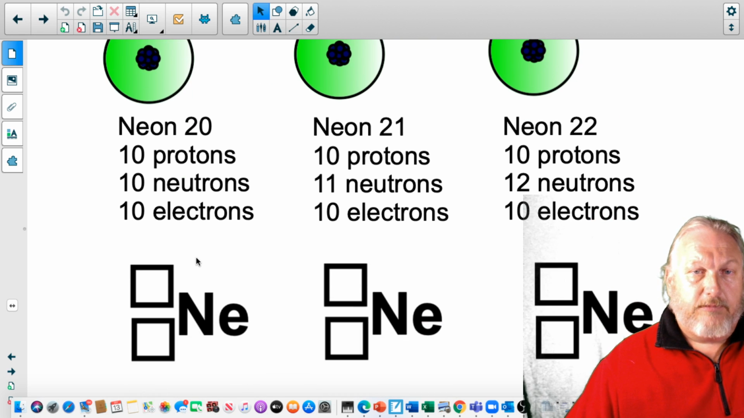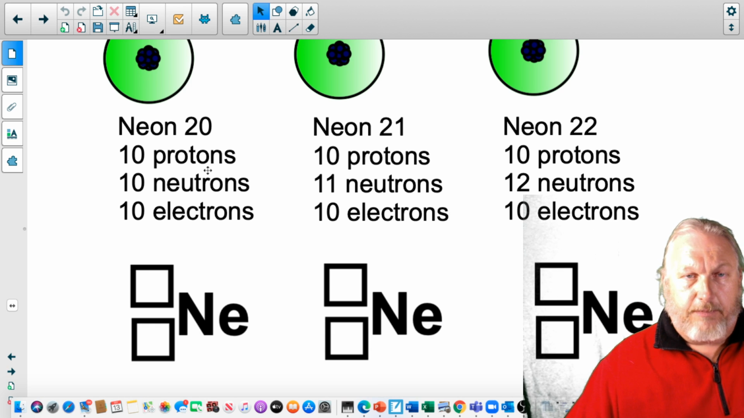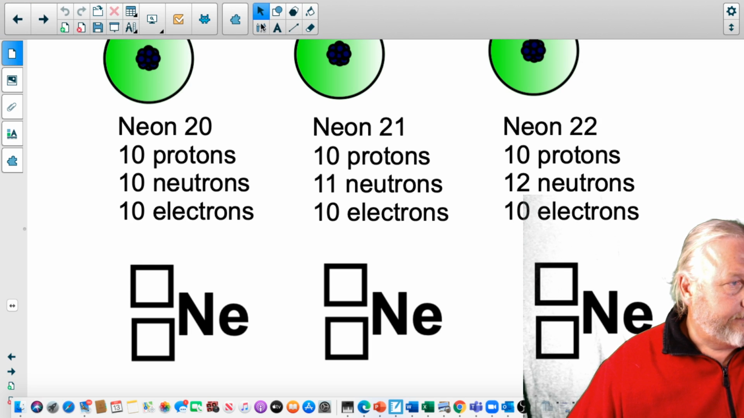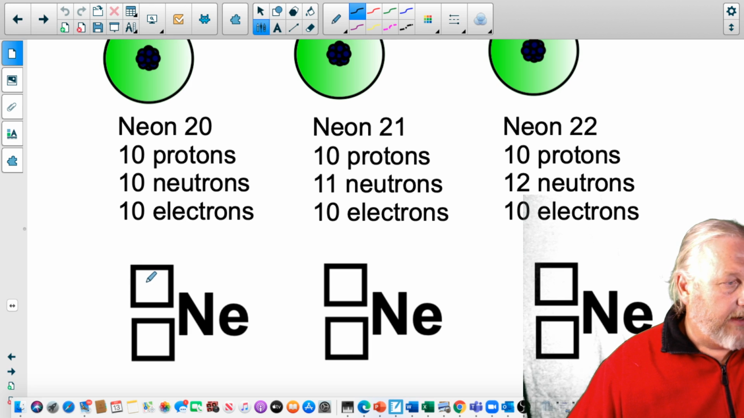So, let's think about this. What would be the complete symbol for neon 20? It's got 10 protons, 10 electrons. So on top here, I don't have my little pen, so I'll do the best I can. So there I'm going to have 20 for the A number, 10 for the Z number.